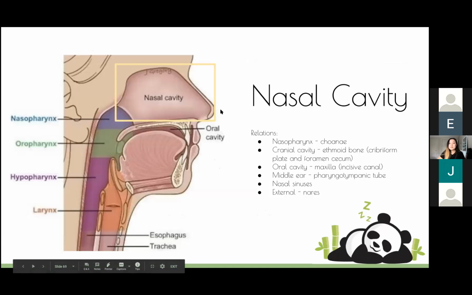Cool. This is your nasal cavity. How much time do I have left? 15 minutes. Okay. Oh, all right, straight into it.